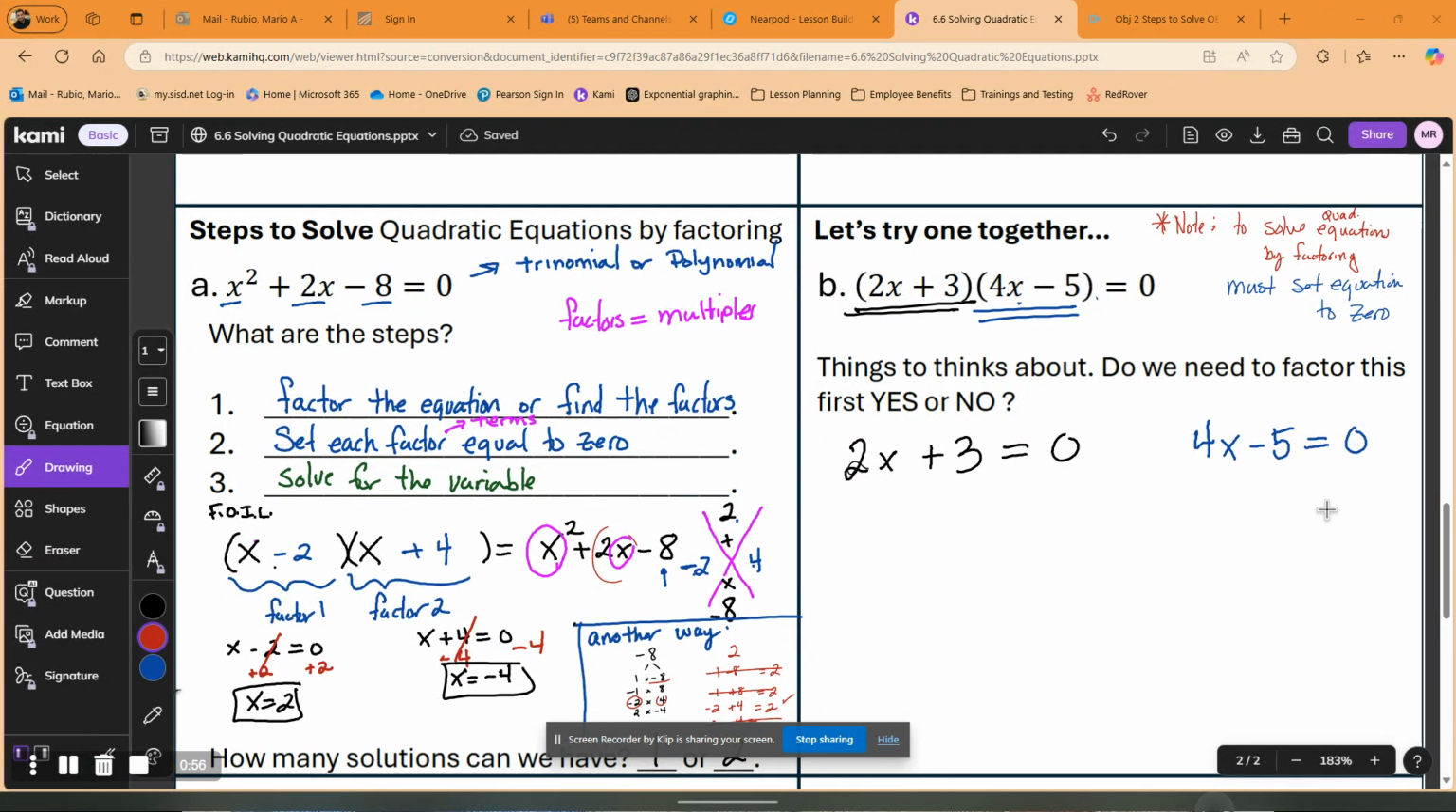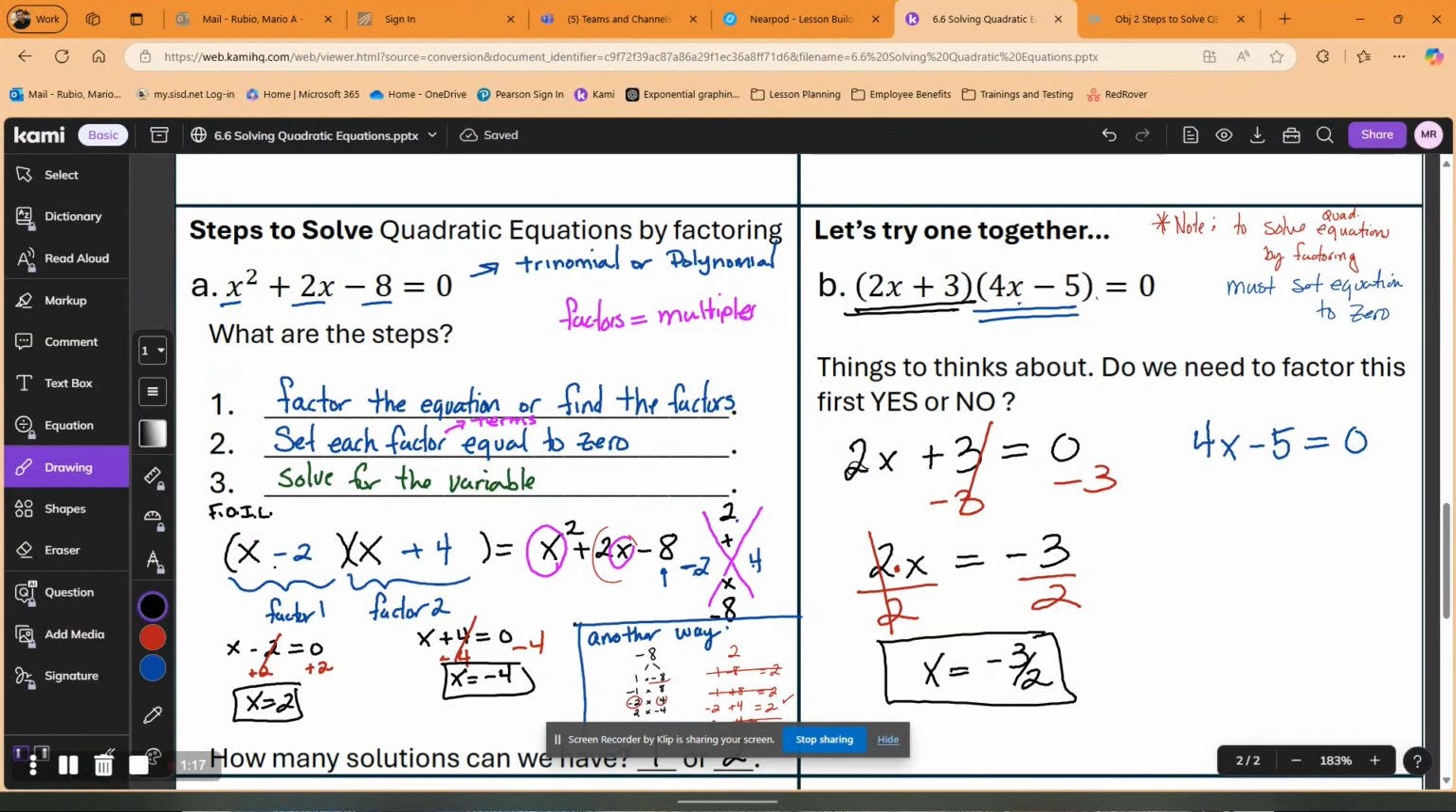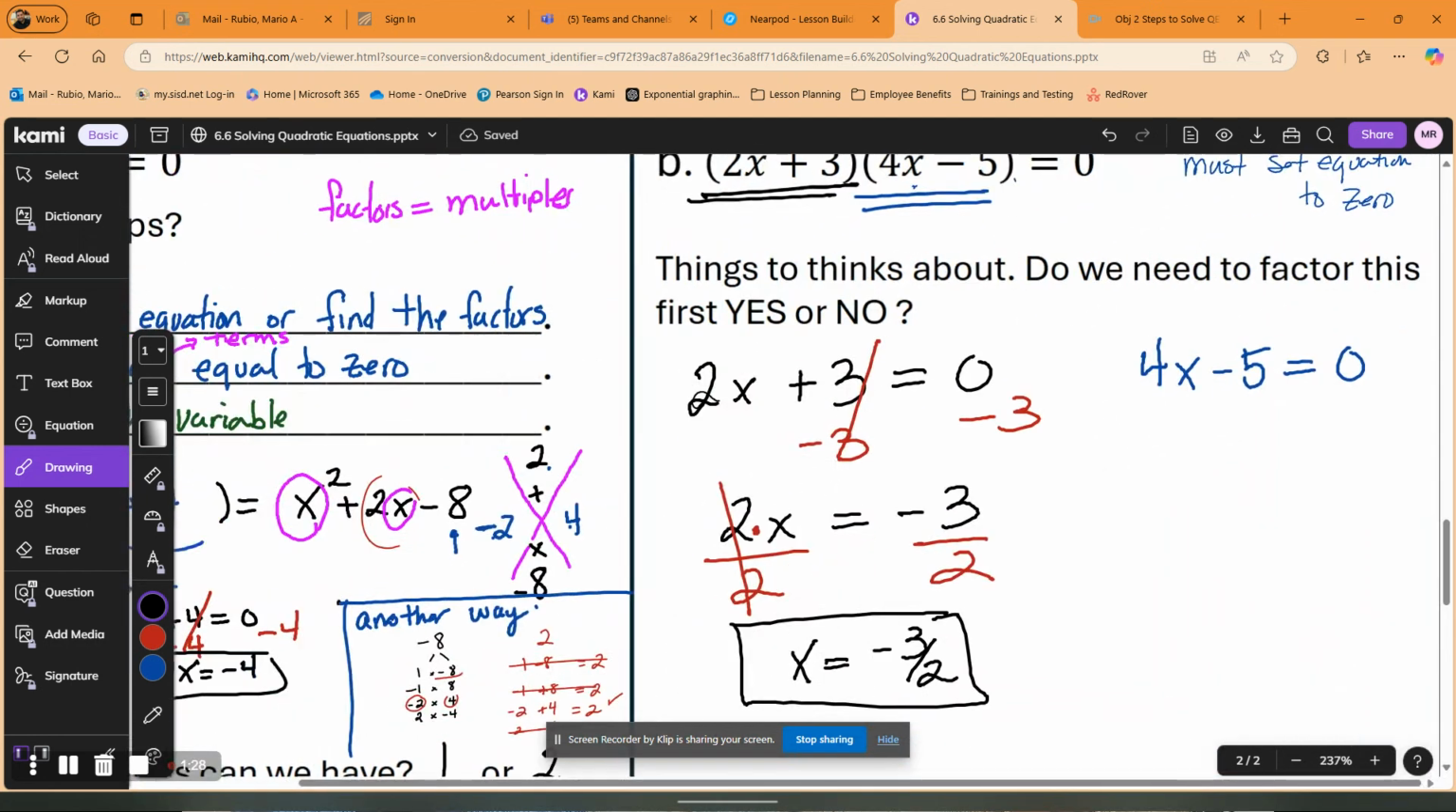Got to bring this 3 to the other side. 2x equals negative 3. Then I want to get rid of this. There's 2 times x, so I'm going to divide both sides by 2. Those cancel, and I've got x equals negative 3 halves, or negative 3 over 2. And you can just leave it as a fraction. It's perfectly okay. You don't have to simplify or reduce or anything like that. Just leave it as negative 3 over 2. You can convert to a decimal if you want, but I don't think that's necessary.